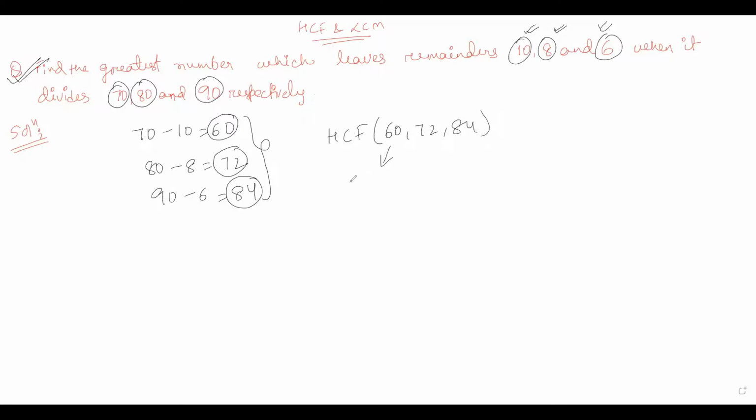So 60 we can factorize as 12 times 5, 72 we can factorize as 12 times 6, and 84 we can factorize as 12 times 7. So what is common between all these numbers? Here it is 12. So we can say that the answer to this question is 12. That means 12 is the highest number which divides 70, 80, and 90 and leaves remainders 10, 8, and 6 respectively.